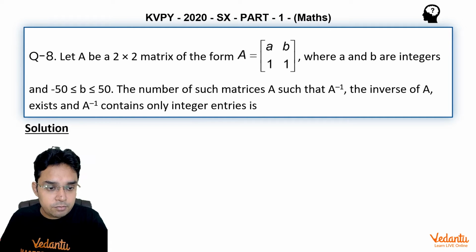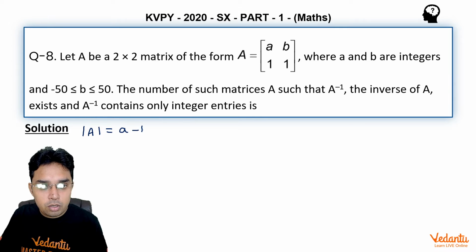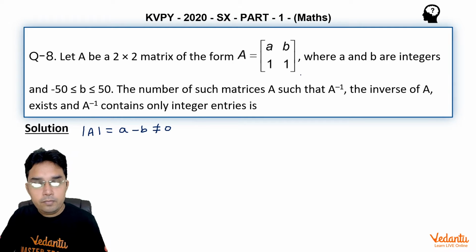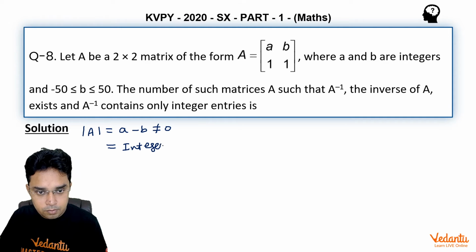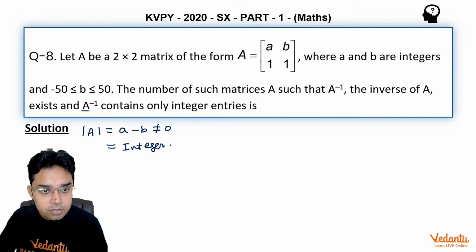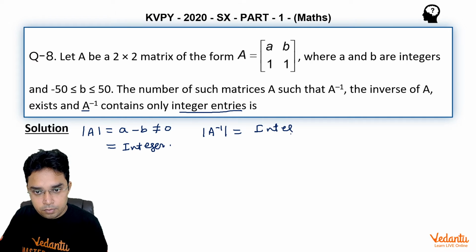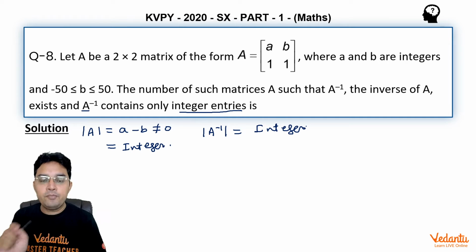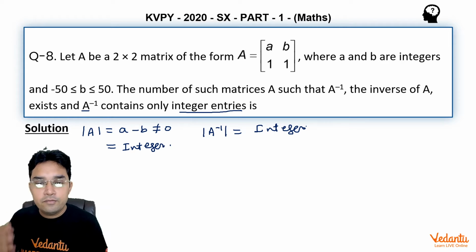Now to solve this question, first of all we should understand that as A inverse exists, its determinant, that is determinant of A, should not be equal to 0. And also because a and b are integers, the determinant of A will be an integer. Now because A inverse also contains integer entries only, its determinant also will be some integral value, because if all entries are integers, their product will be an integer, and any integer added to or subtracted from any other integer will give you an integer.